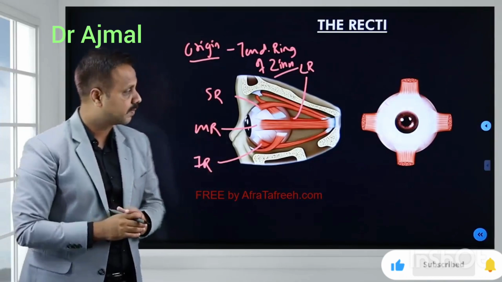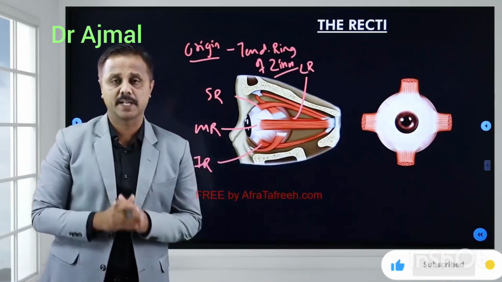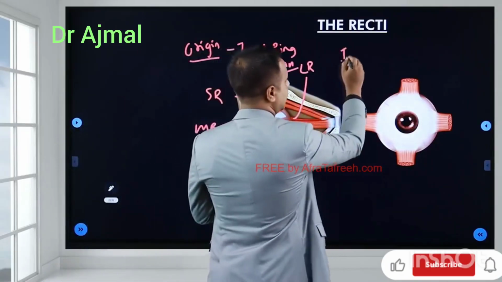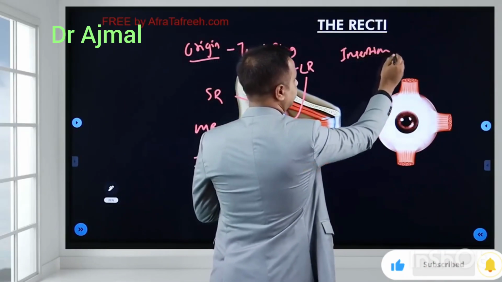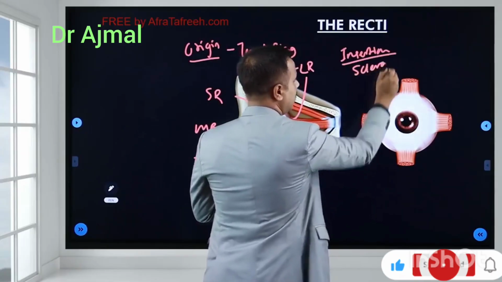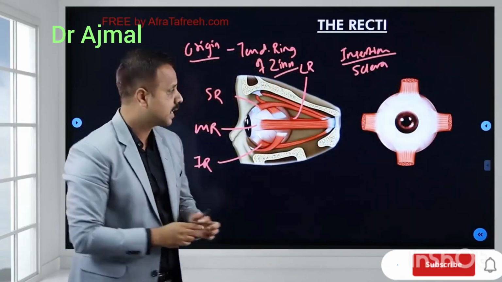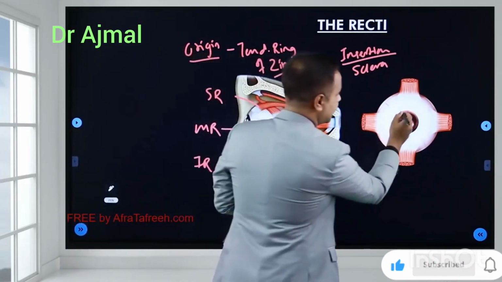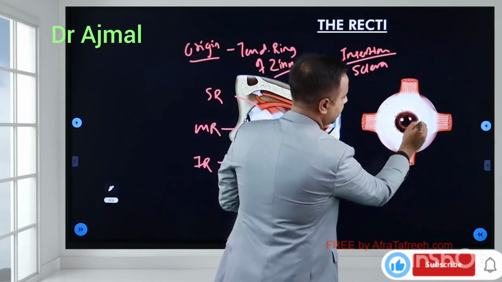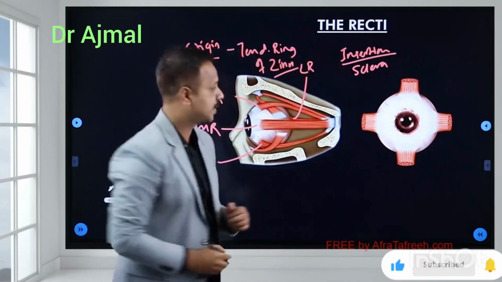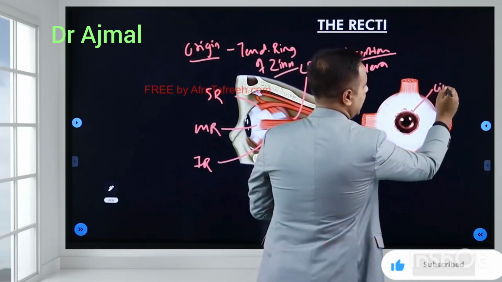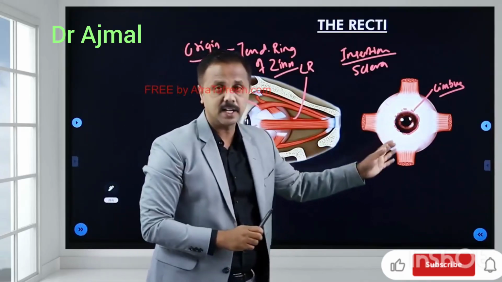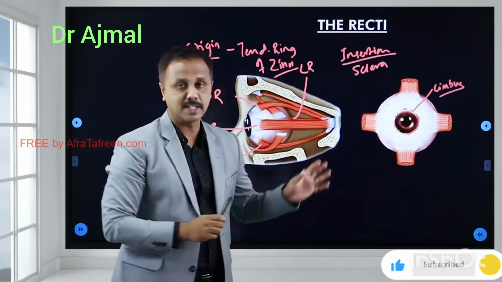What about insertion? If you observe, the insertion of recti is into the eyeball, into sclera. Right? So where is the insertion? Insertion is into sclera. But what we need to know is, it is inserted at a distance from limbus. Now what is limbus? Limbus refers to this area of junction between the sclera and cornea. So this is the limbus. So insertion of recti is into the sclera at a distance from limbus, and this distance is very peculiar.